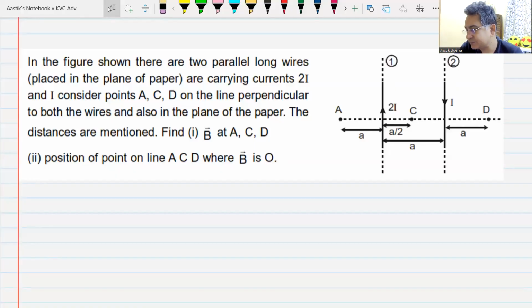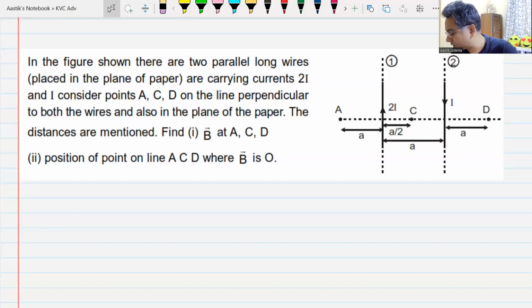And this is the question. There are two infinite wires, one carrying current 2I in the upward direction, one carrying current I in the downward direction. There are some points given, A, C, and D. B is not given because B is for magnetic field. You have to find out the magnetic field at points A, C, and D. And you also need to find out where the magnetic field might be 0. Will it be 0 in between? Will it be 0 on either side? I give you time to think about it.